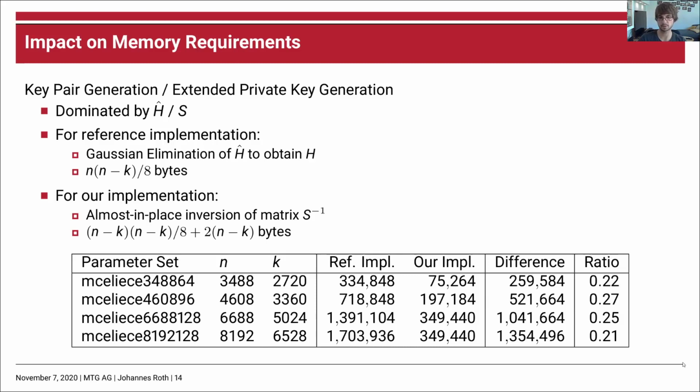For the largest parameter set, the reference implementation requires 1,700,000 bytes, whereas our implementation only requires around 350,000 bytes. The difference is over 1 million bytes, and the ratio is 0.21. This means with our implementation we can save a lot of space and still generate the Classic McEliece key pairs.